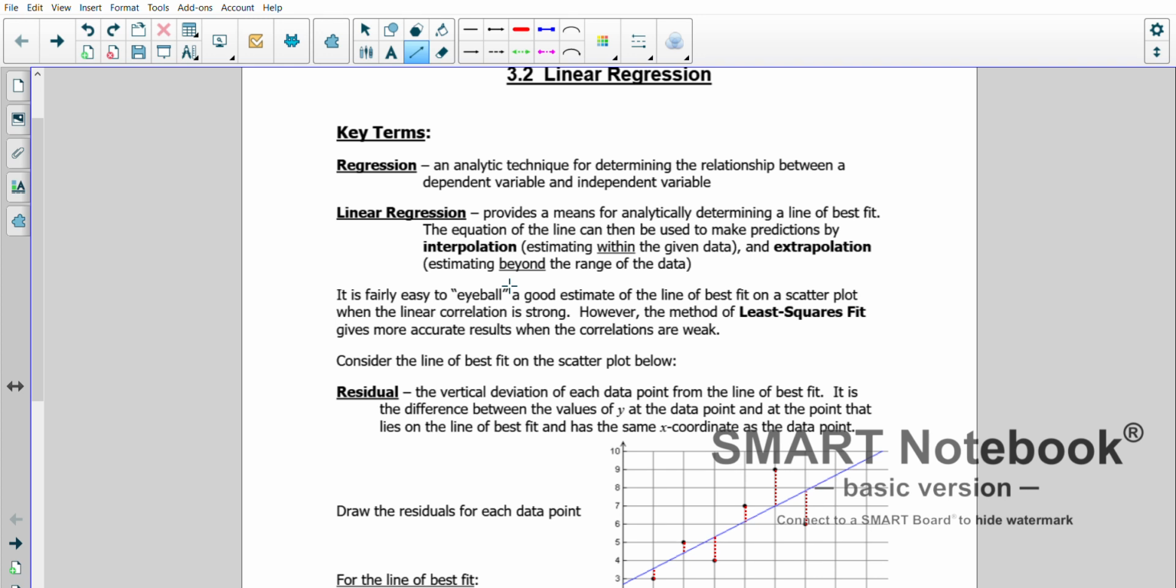Now, in grade 9, you would just look at the scatter plot and eyeball your way in and draw what you felt was a line that was as close to as many points as possible, an equal amount above and below the line, etc. However, now that we're in grade 12, there is a method called the least squares fit, which is going to give us the exact line of best fit given the two variable data. So this is how we do it.